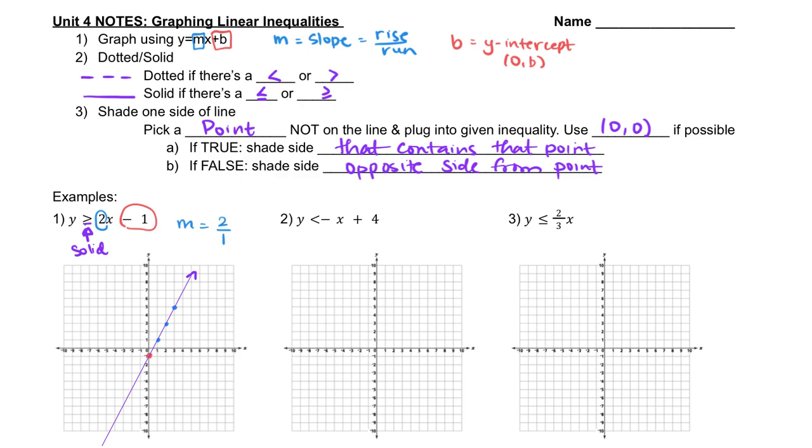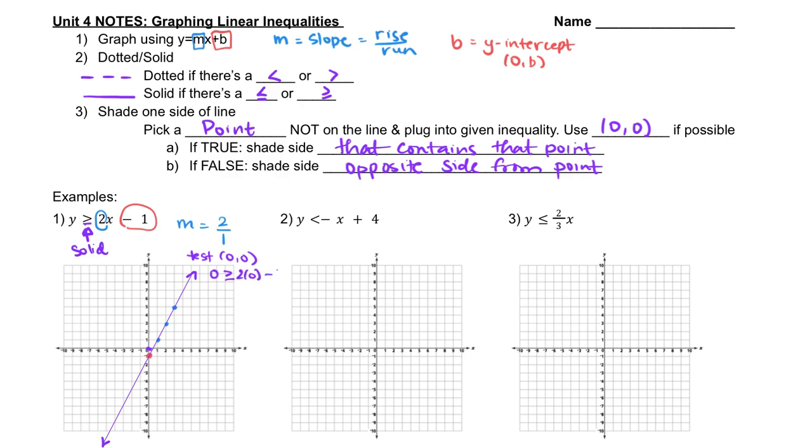Now that I have my solid line graphed, I need to decide whether I need to shade on this side of my line, like are all of these solutions, or do I need to shade on this side so that these are my solutions? So I need to test a point, and I always like to test 0, 0 as long as it's not on my line, and it's not. 0, 0 is this point right here, and I'll show you what I mean by testing it.